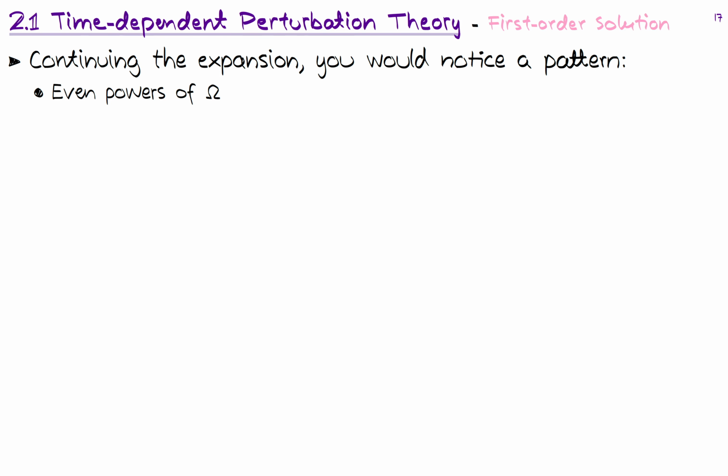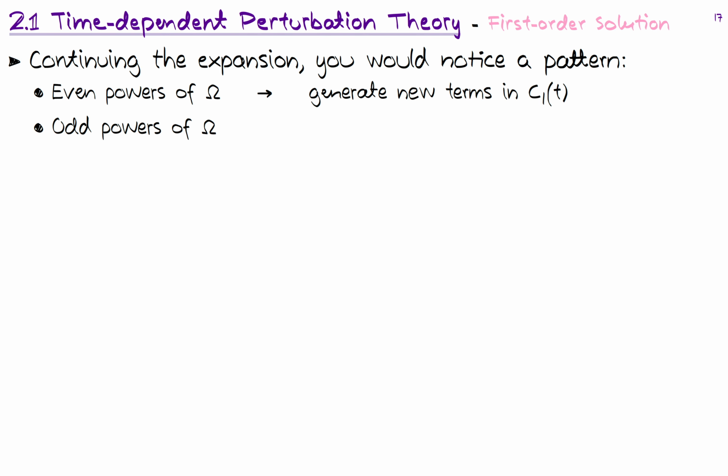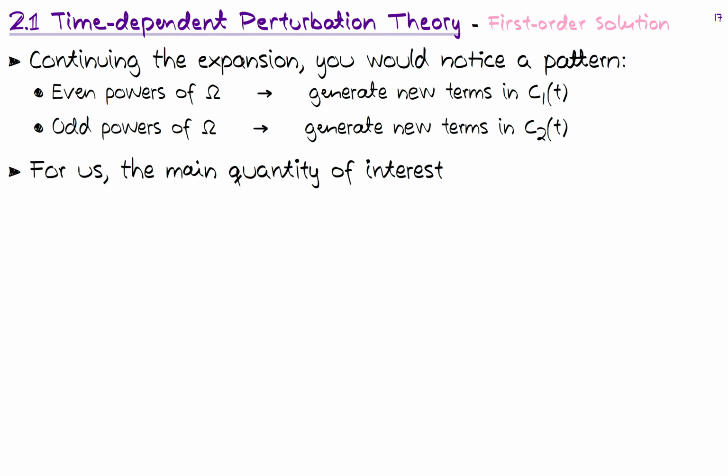If we continued the expansion, we would notice a pattern arising: the even powers of Rabi frequency omega generate new terms into the C1 term, the CG term, and the odd powers of Rabi frequency generate new terms into the C2 term, basically the CE excited state terms. Sorry about the confusing labels; most of the time in the derivation I've been using E and G labels, and now we have 1 and 2 here.